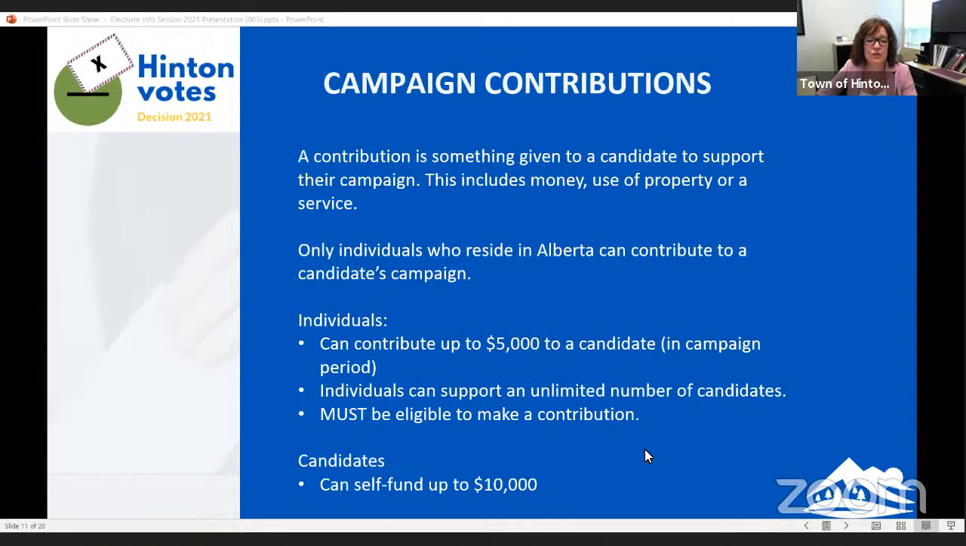So then, campaign contributions. A contribution is something that is given to a candidate to support their campaign. This includes money, use of property, or a service. Only individuals who reside in Alberta can contribute to a candidate's campaign. Individuals can contribute up to $5,000 to a candidate in the campaign period. Individuals can support an unlimited number of candidates and must be eligible to make a contribution. As a candidate, you can self-fund up to $10,000.